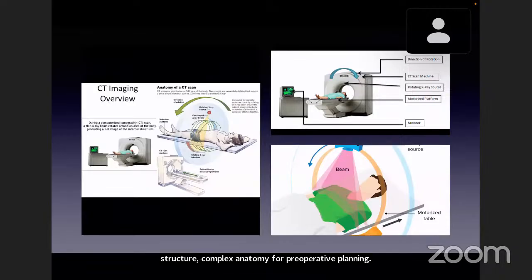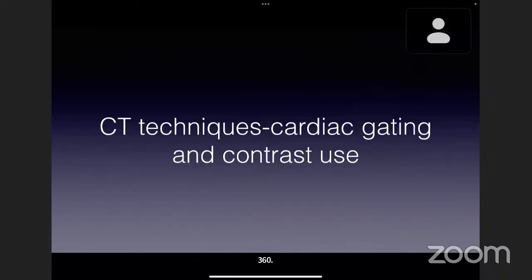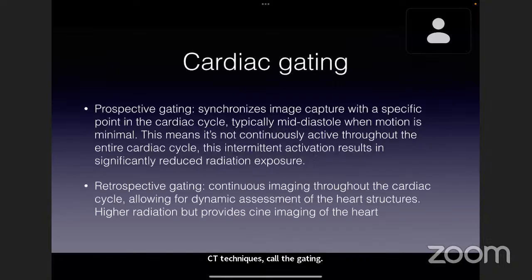Here is the CT, and here we can see how it can rotate 360 degrees with the beam. CT techniques: cardiac gating and contrast use. We have prospective gating and retrospective gating.